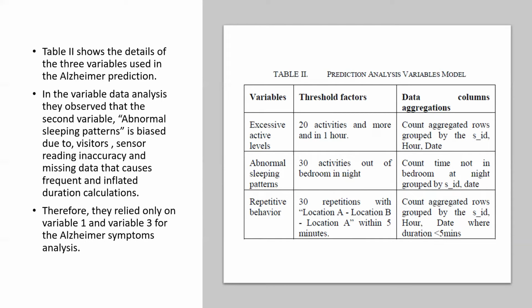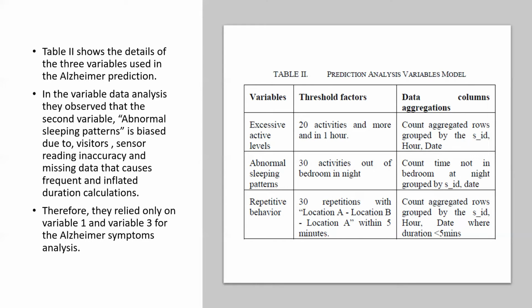Now, table 2 shows the details of the 3 variables used in the Alzheimer's prediction. Those 3 variables were excessive activity levels, which was the first one, abnormal sleeping patterns, the second one, and the third one, repetitive behavior. They were categorized by threshold factors. Excessive activity levels would be 20 activities or more in 1 hour. Abnormal sleeping patterns would be 30 activities out of the bedroom at night, and repetitive behavior was 30 repetitions between location A, location B, and back to location A within 5 minutes.